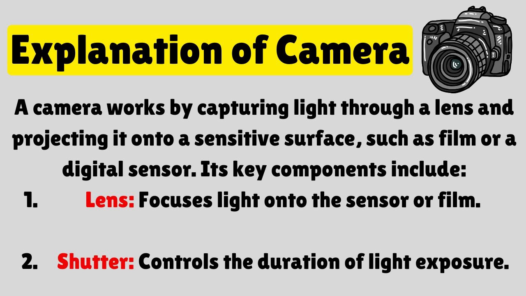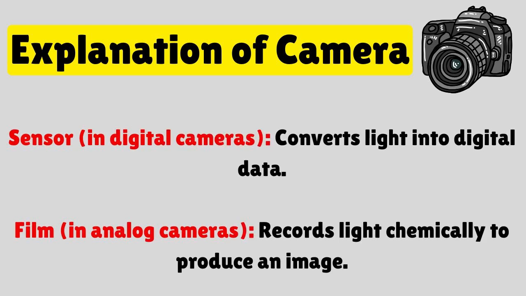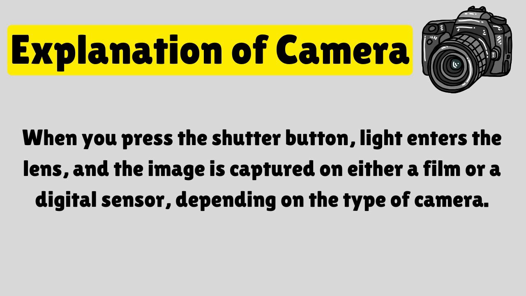Its key components include: lens, focuses light onto the sensor or film; shutter, controls the duration of light exposure; aperture, regulates the amount of light entering the lens; viewfinder, helps the user frame the shot; sensor, in digital cameras, converts light into digital data; film, in analog cameras, records light chemically to produce an image. When you press the shutter button, light enters the lens, and the image is captured on either a film or a digital sensor, depending on the type of camera.